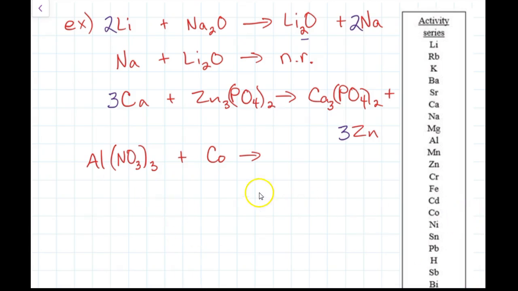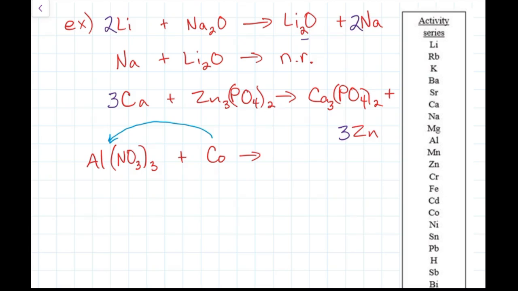So then you just have to decide which one is higher. I changed this up a little bit by writing the compound first. It doesn't matter which one you write first. I had been writing the elements first. This time I wrote the compound first. But it doesn't really matter which order you put them in. It's still cobalt trying to replace aluminum because they're both metals.